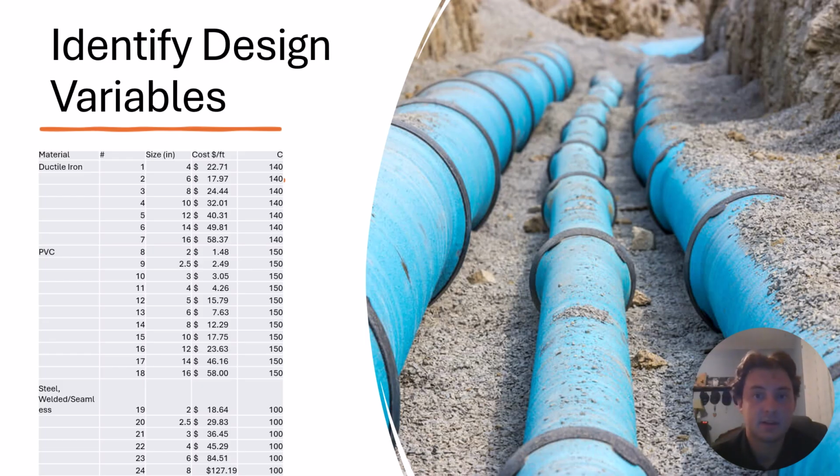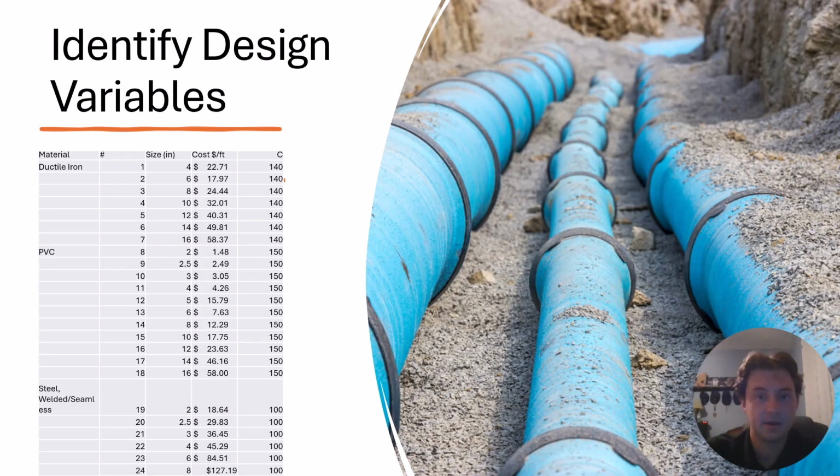In this system, the design variable is not pipe diameter. Many people would be quick to make diameter the design variable. However, if we are optimizing cost, the cost of the material is the most important variable. Therefore, the design variable is a combination of the diameter and the material type.